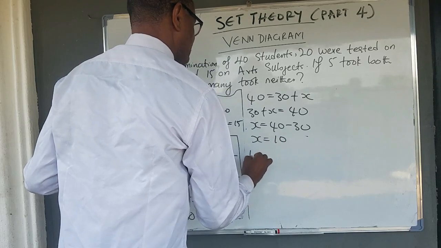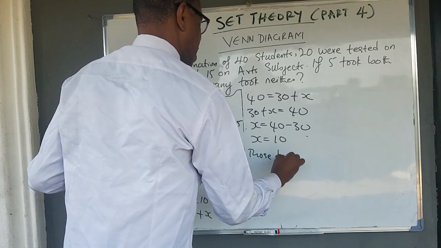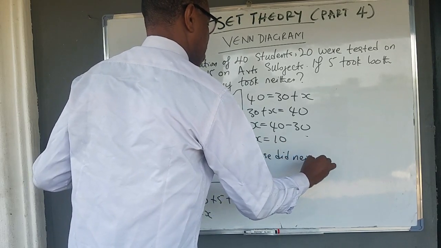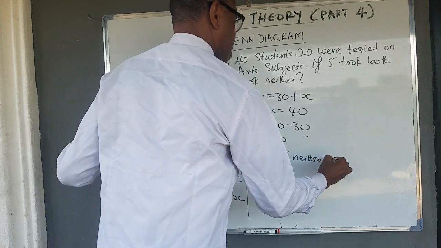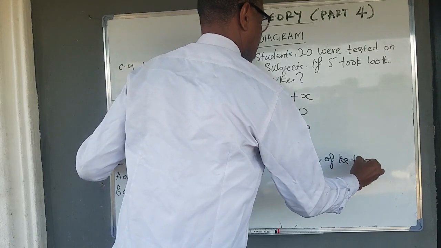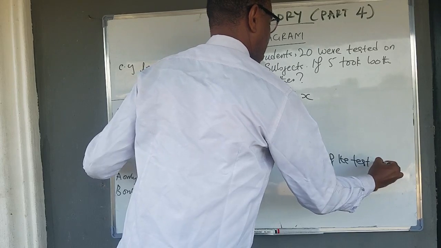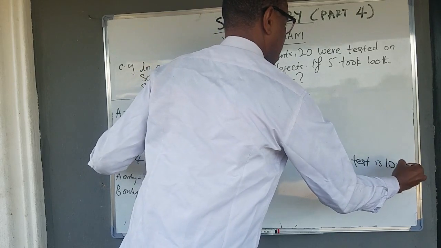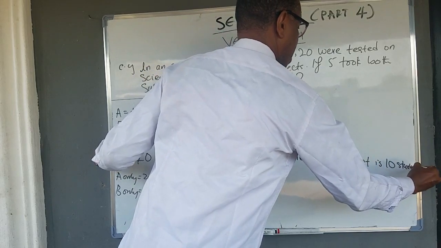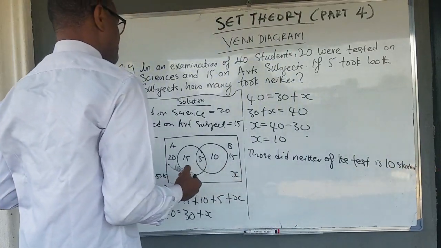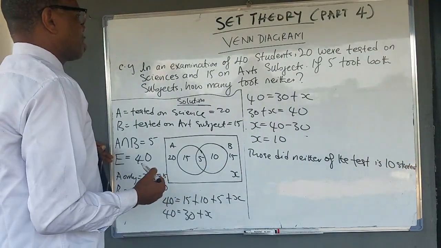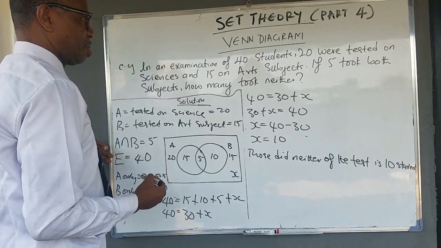That means those that did neither of the tests, the total number is 10 students. Like I said, Venn diagram actually helps a lot in doing calculations that have to do with sets.